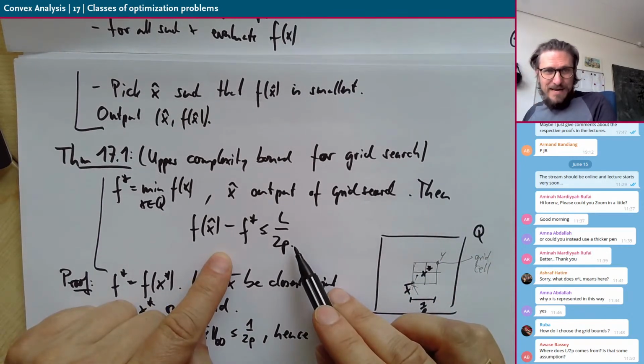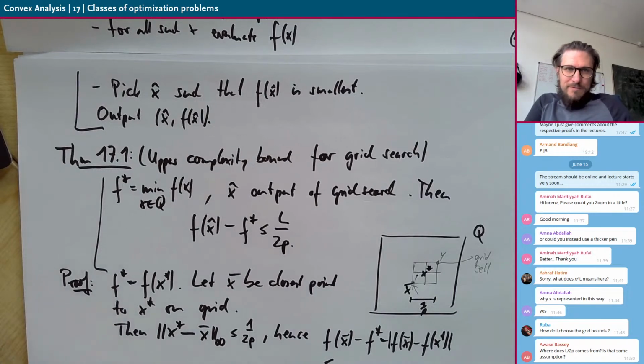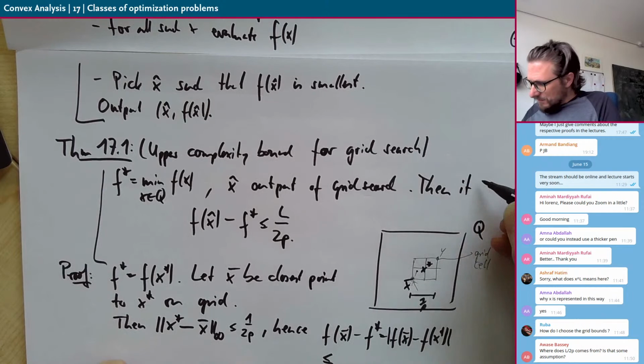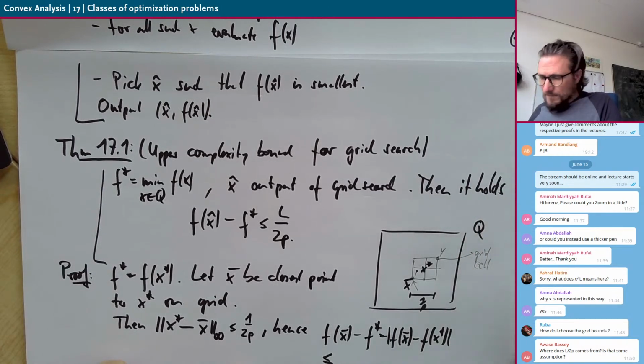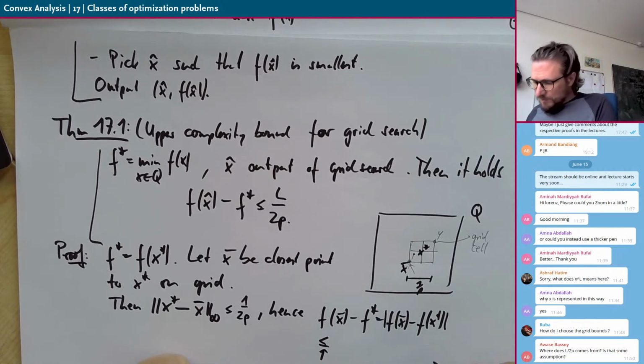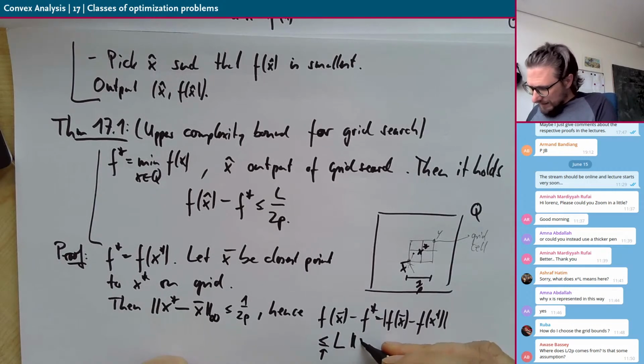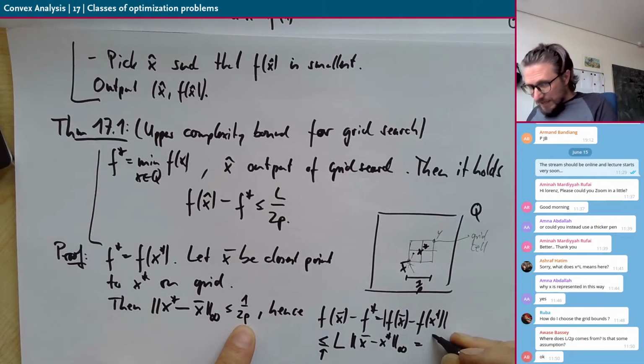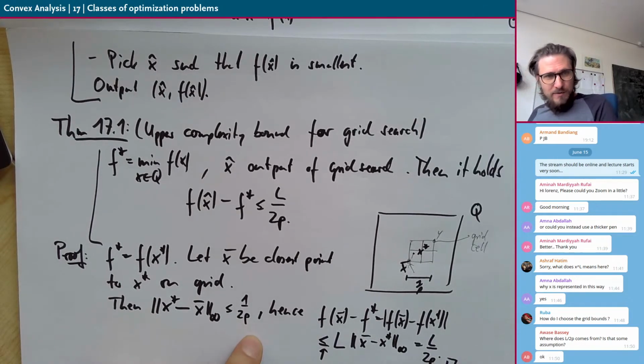This is the claim of the result. So then it holds that, and here by Lipschitz continuity, we know that this is smaller than L times the infinity norm of x bar minus x star, which is bounded by 1 over 2p. So this is now L over 2p. And this is what we wanted to show, and the proof is done.